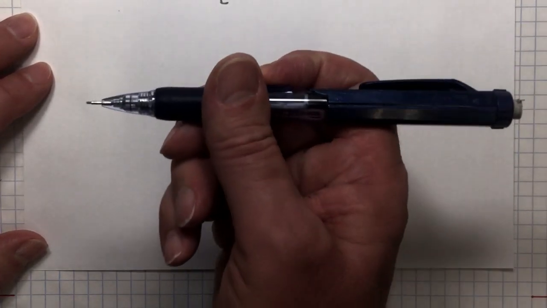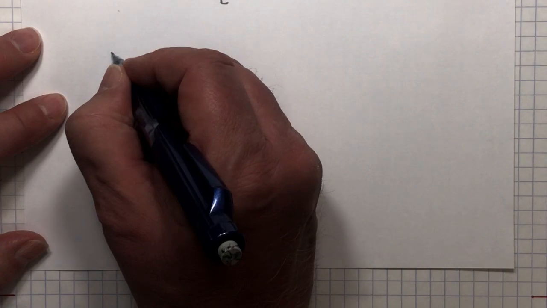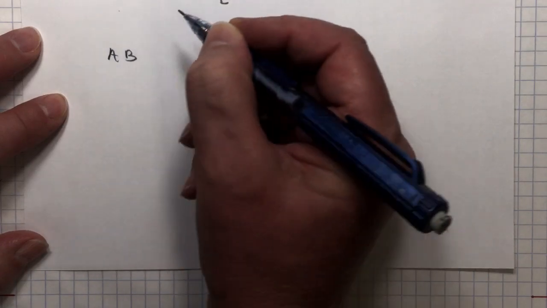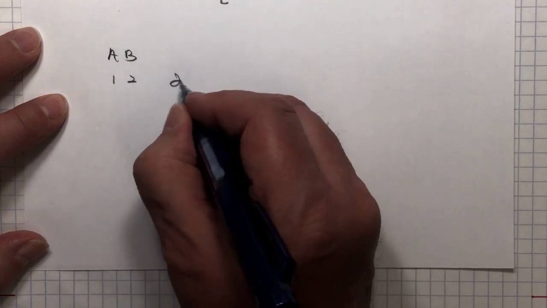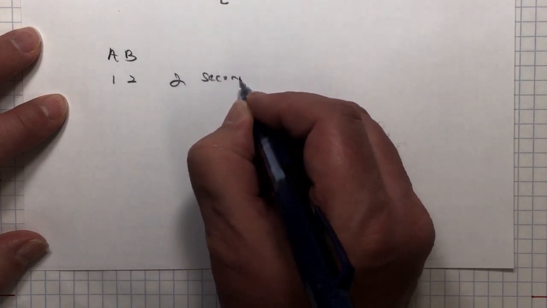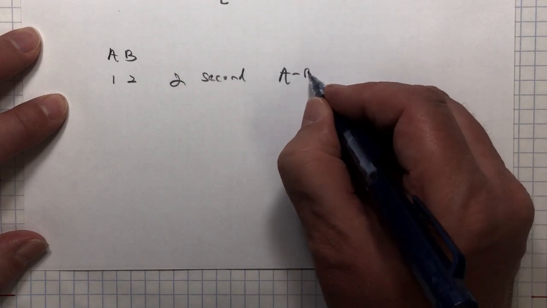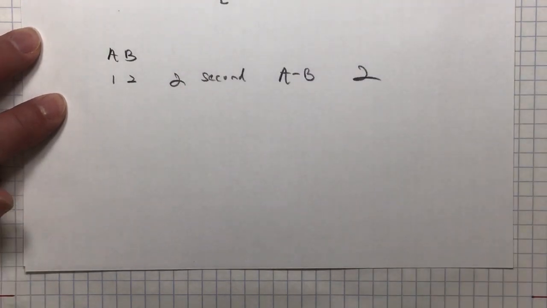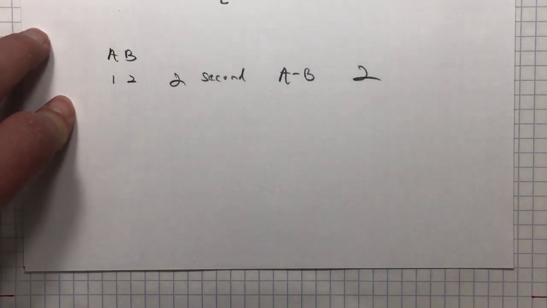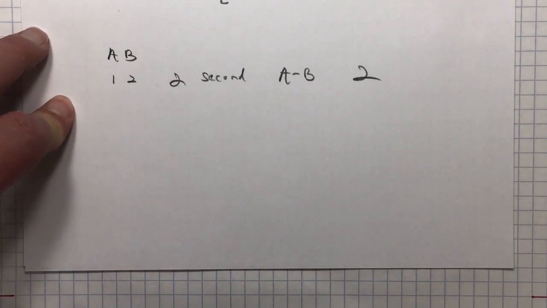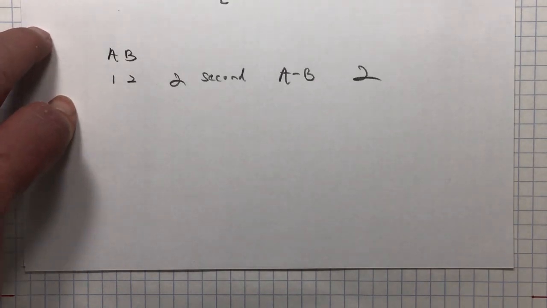Quantitative intervals count sequential letters sequentially. A to B, 1 to 2, 2 is a second. A to B is a second. B to C is a second, C to D is a second, D to E is a second, E to F is a second, F to G is a second, G to A is a second.